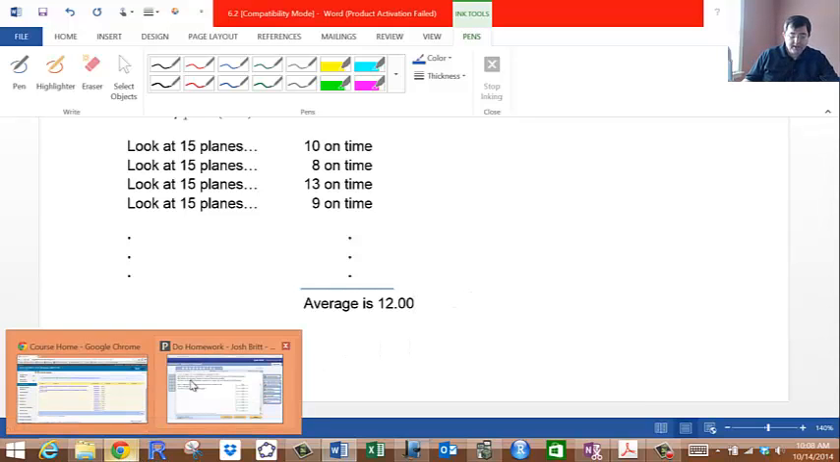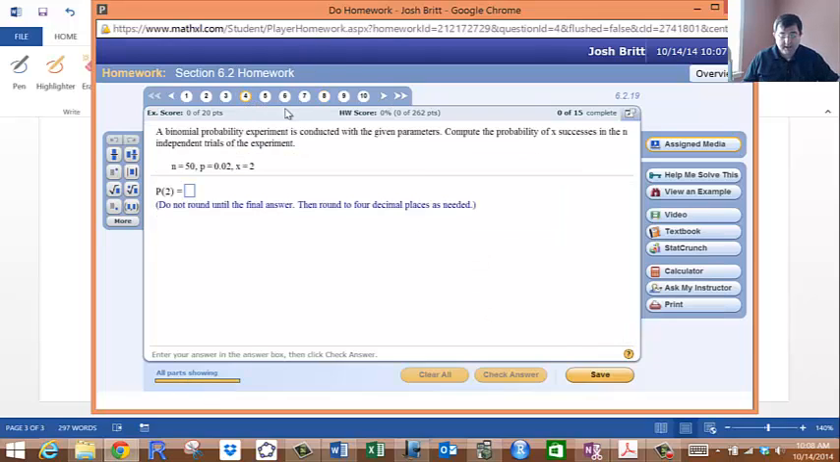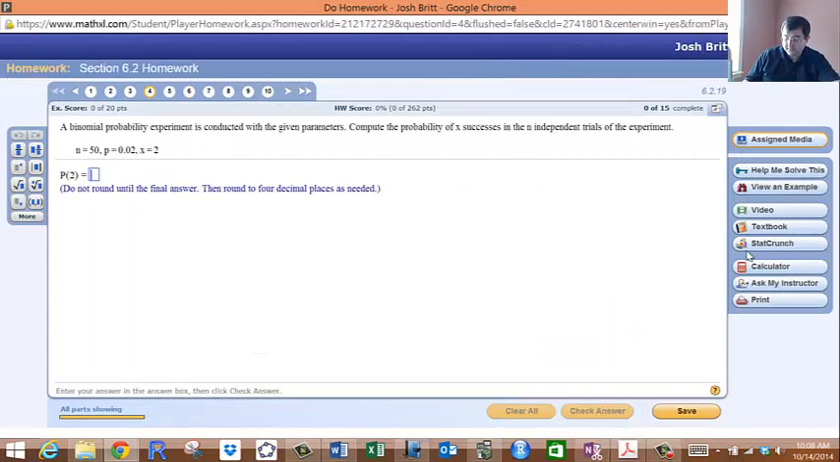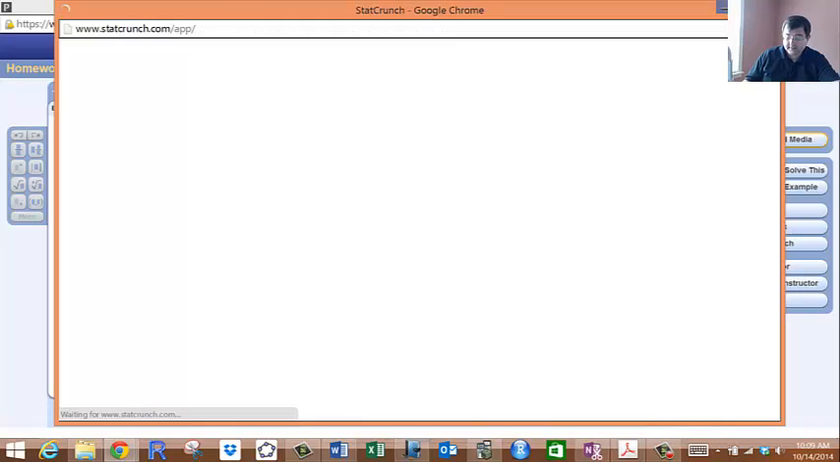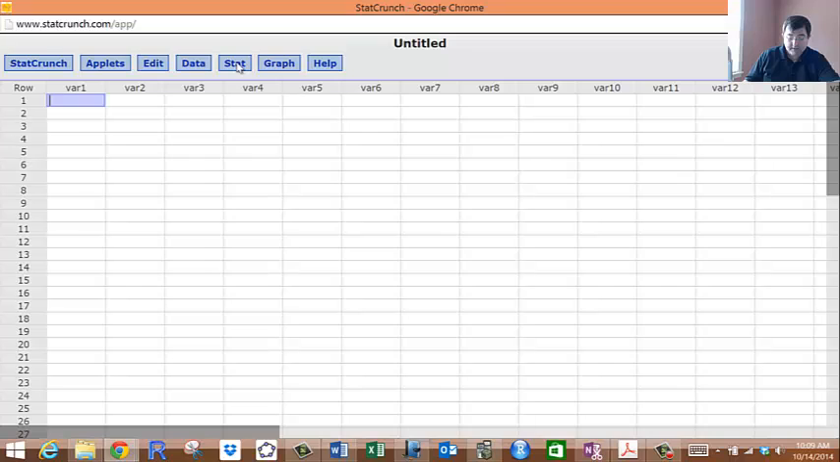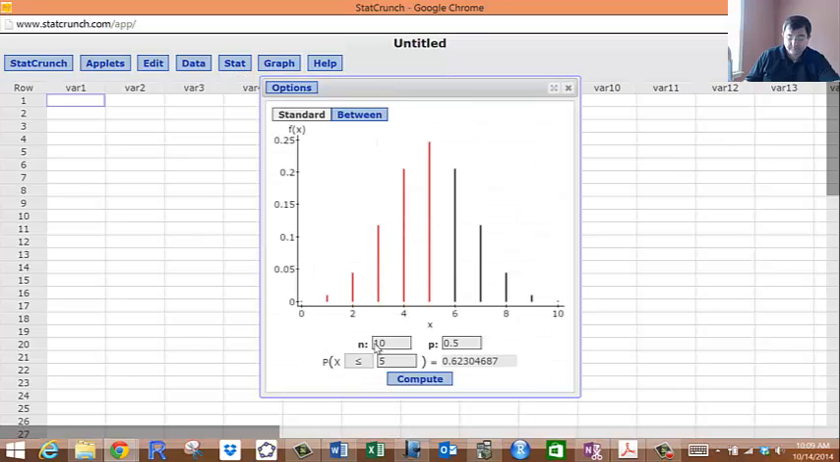Now, let me show you a couple homework questions over here. Let's look at number 4. I want to show you how to do this very quickly in StatCrunch. So let's open up StatCrunch. We have n equals 50 and p equals 0.02. There's a really nice calculator, and you'll love this calculator over here. So we'll go to calculators and we'll hit the binomial.